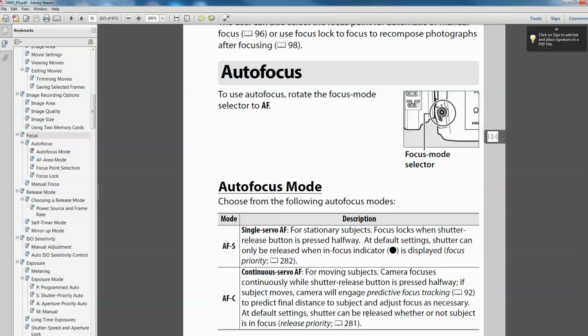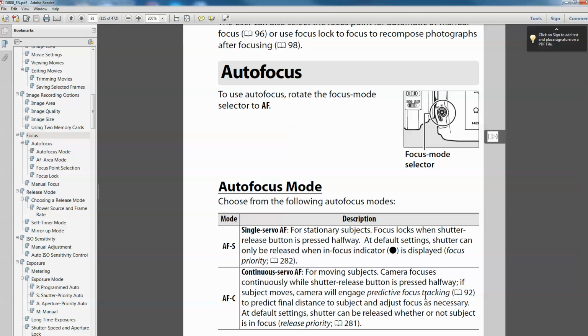At default, the shutter can be released whether the subject is in focus or not. Release priority. So basically what that means is the camera is trying to predict where the subject is moving. Now, we'll talk about the different points that you should use under what circumstances, but once again, I think the key word here is the camera will engage in predictive focus. So it's not that it's perfect, it's trying to predict that focus, and you will see in a second why sometimes it predicts right and sometimes it doesn't predict right.